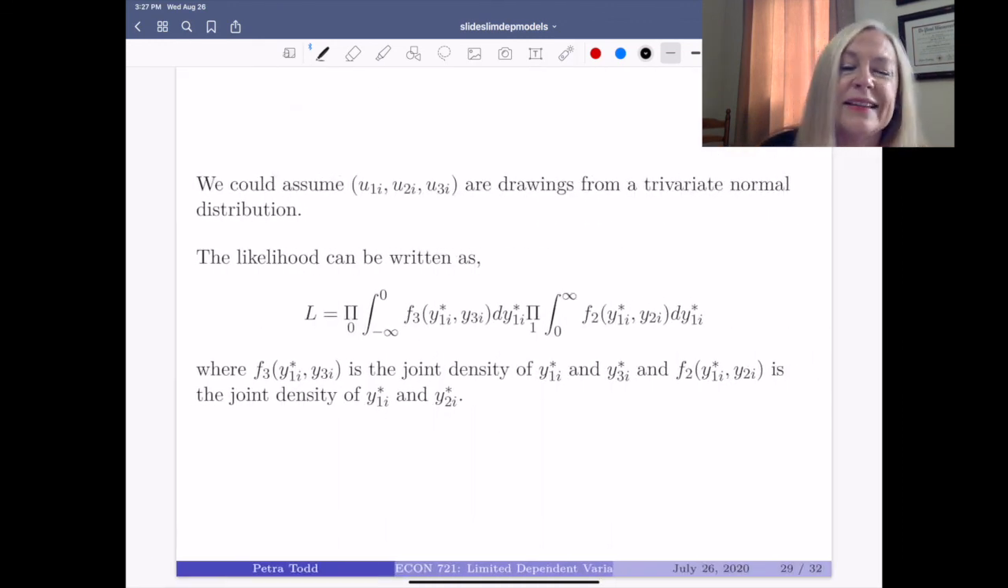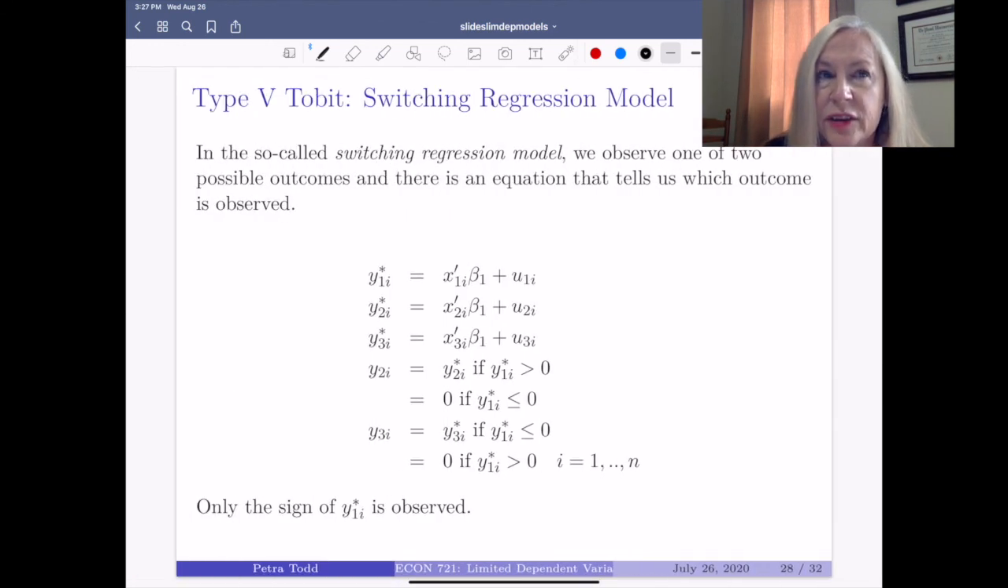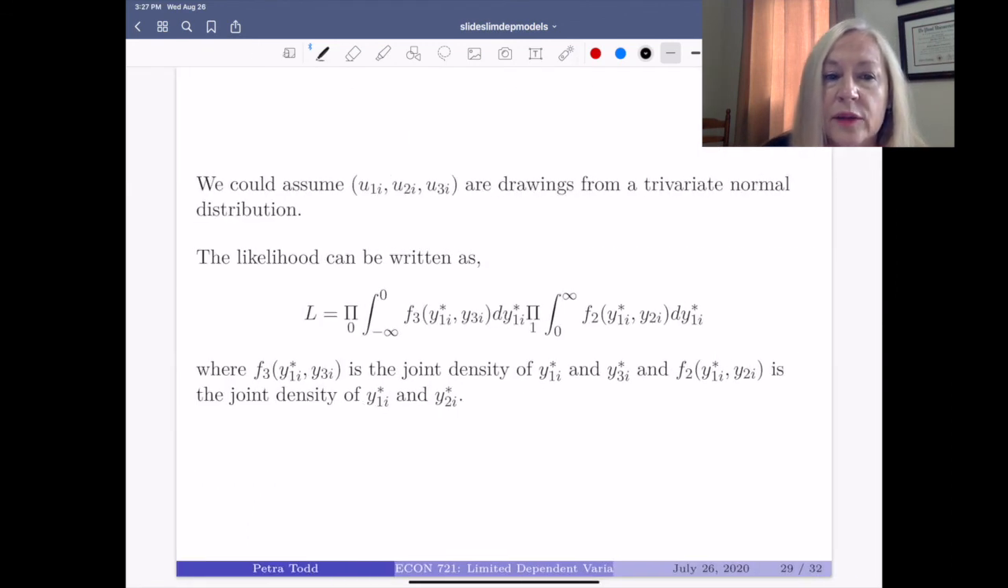There's actually a very big literature, like the whole treatment effects literature, that is based on this, because Y2 and Y3 would correspond to receiving treatment and not receiving treatment. Then there might be some model for who gets allocated to treatment. If we assume the residuals are all from a trivariate normal distribution, you can write out the likelihood in this way.